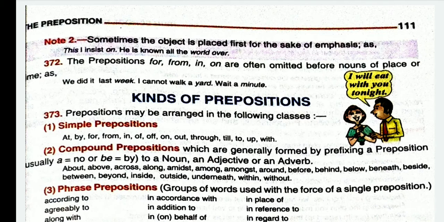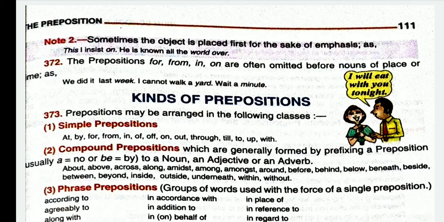First of all, what is a preposition? A preposition is a word that shows the relationship of a noun or pronoun with other things. For example, when I say the book is lying on the table, it is showing the relationship of the table with the book. So table is a noun, and the preposition is showing the relationship of that noun with another thing, that is the book.